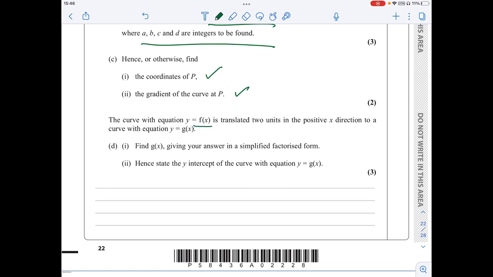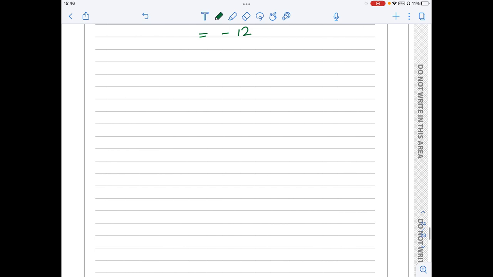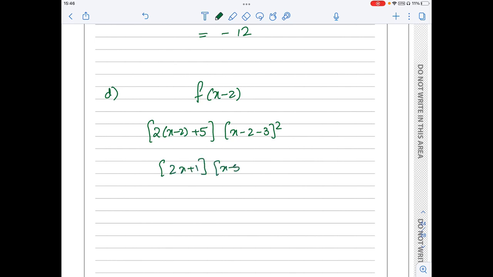The curve with equation y equals f of x is translated 2 units in the positive x direction to form a curve y equals g of x. Find g of x in the factorized form and state the y-intercept of g of x. So it is shifted 2 units right. So what does it become? It becomes x minus 2. So wherever x is there, x minus 2 plus 5, then x minus 2 minus 3 whole square. So it becomes 2x plus 1 times x minus 5 whole square. So that is going to be the function g of x.